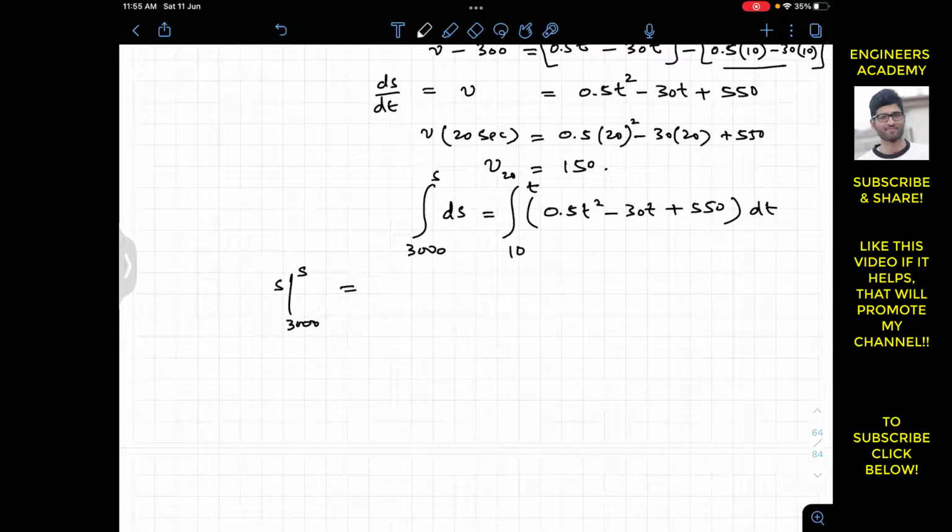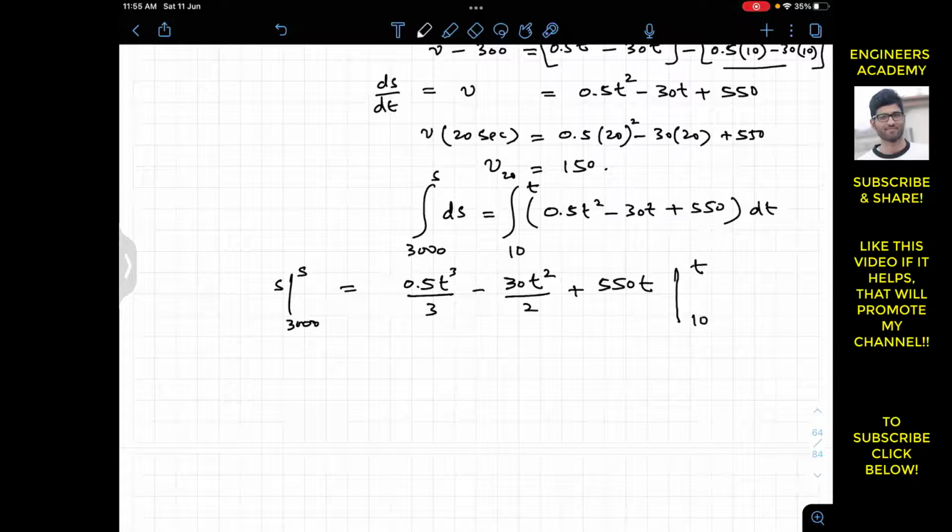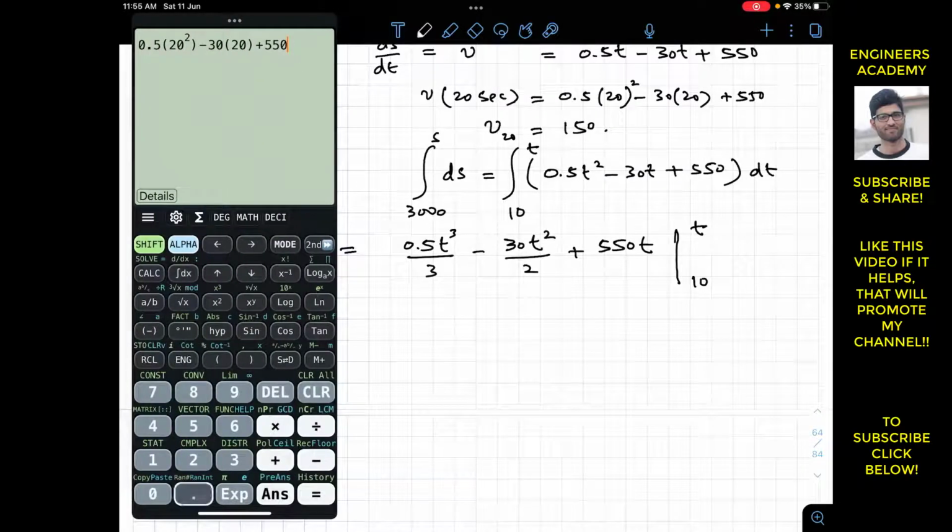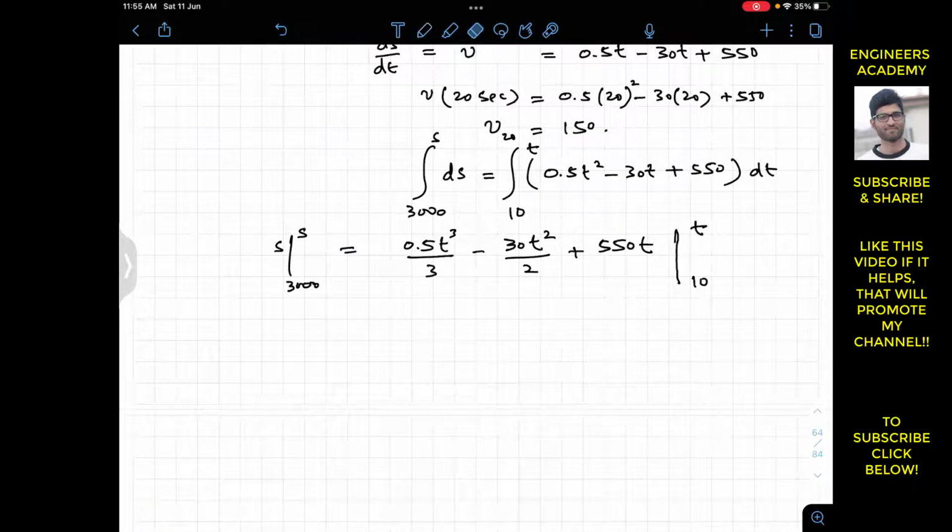from 3000 to s, and the integration of the right hand side will be 0.5 t to the power 3 divided by 3, minus 30t² divided by 2, plus 550t, and the limits are from 10 to t. And 0.5 divided by 3 is 0.167, or we can say that this is 1 divided by 6. Let me write it: 0.167t³. Now let's put all these limits.